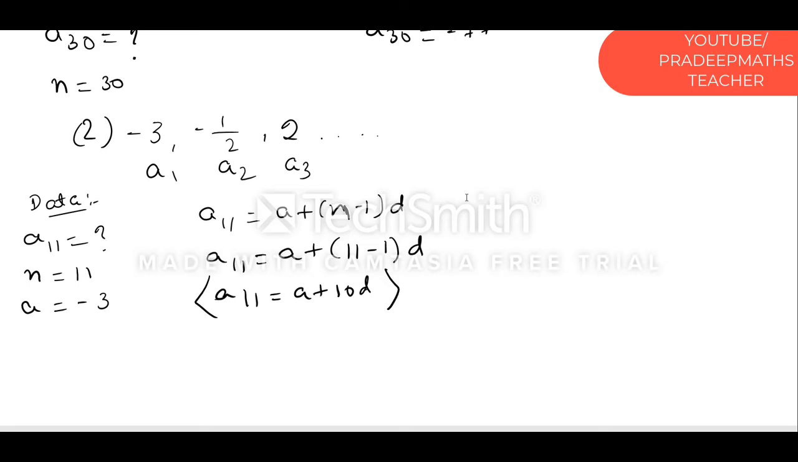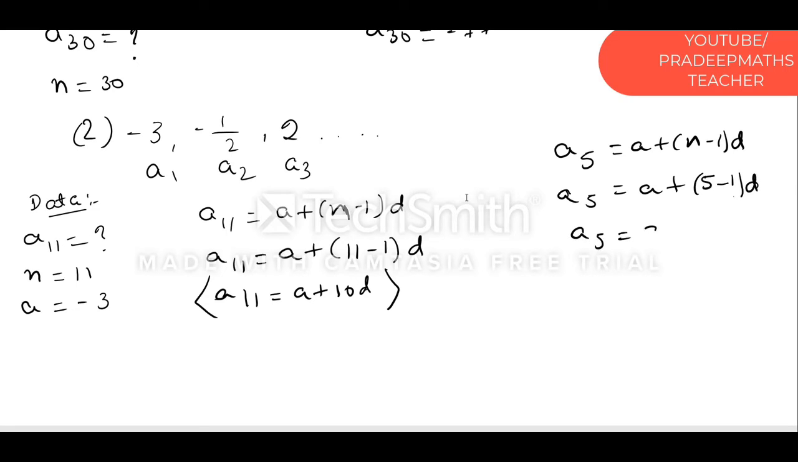For example, I'll write another one. If they have asked to find the fifth term, then a plus (n minus 1) into d, here n value is how much? 5. So the formula will become a5 equals a plus (5 minus 1) into d. So the fifth term formula will be a plus 4d, correct?